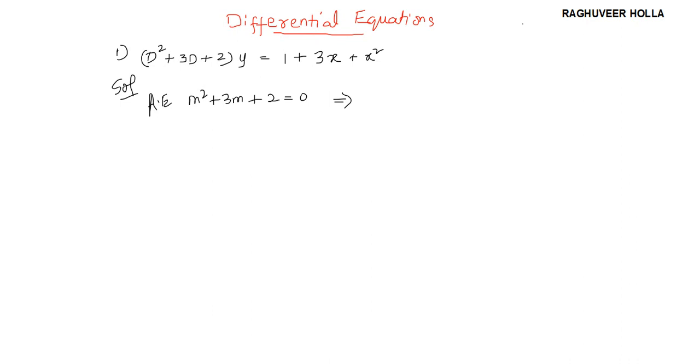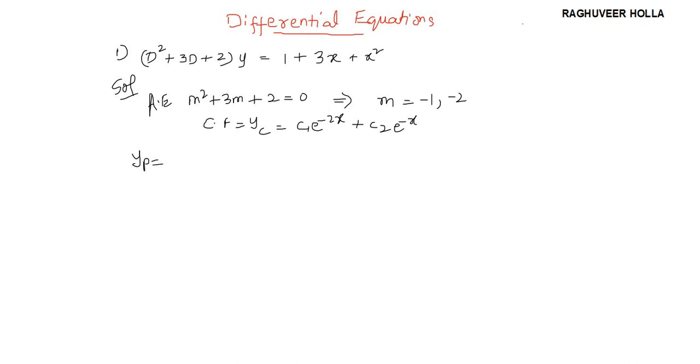So the two solutions would be m is equal to -1 and -2. So the complementary function corresponding to this would be yc is equal to c1 e to the power of -2x plus c2 e to the power of -x. Okay, so we got this. Now let us find what is yp here.